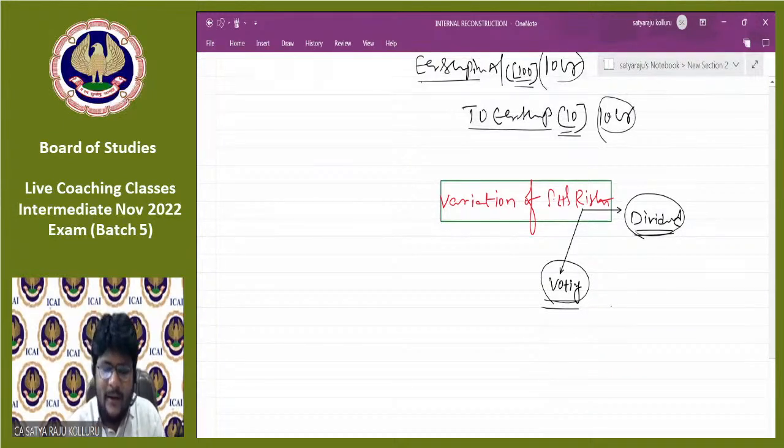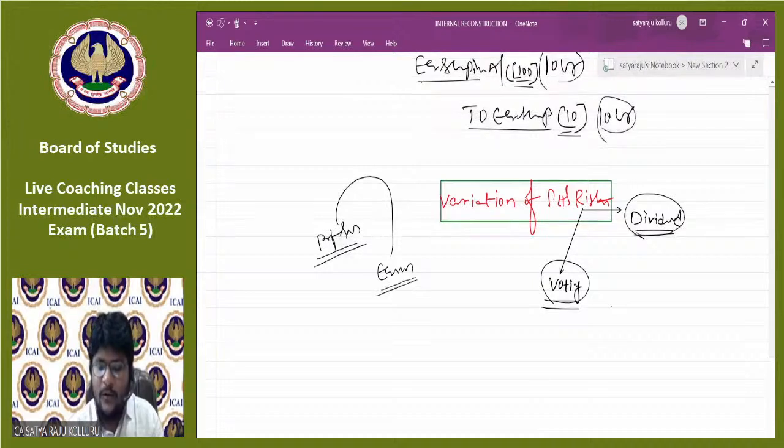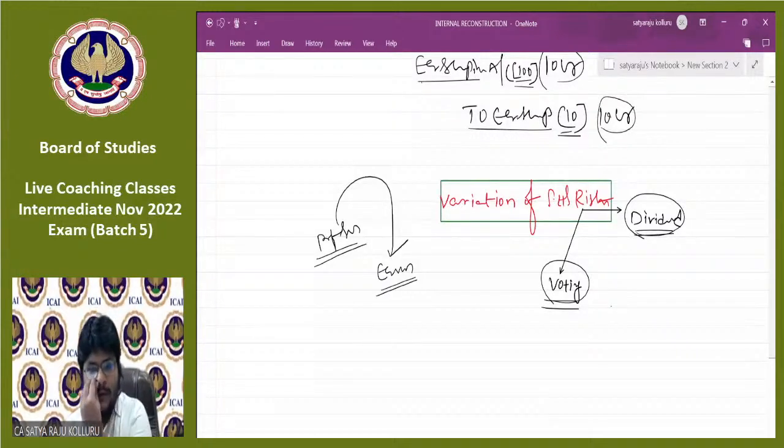Can I convert preference shares into equity shares? Because preference shareholders get different voting rights, equity shareholders get different voting rights. Equity shareholders have a right to participate in each and every meeting, but preference shareholders can only participate in the meeting in which their rights are going to be impacted. Do you understand? Then, can I convert the preference shares into equity shares during the process of internal reconstruction? No, it is not possible.